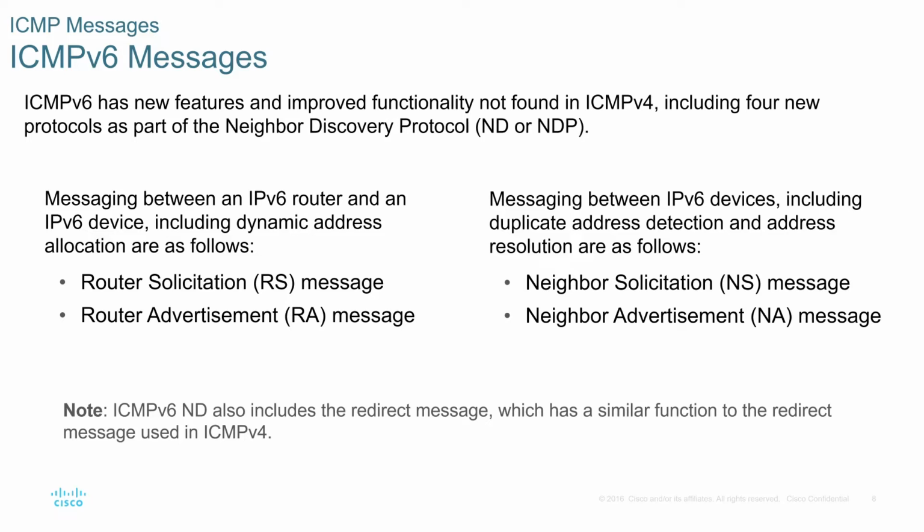You will notice in a later course, when you put an access control list on an interface, if you are using IPv6, it will automatically allow router solicitation, router advertisement, neighbor solicitation, and neighbor advertisement, as this is crucial to the workings of ICMPv6. It also includes the redirect message, which has similar function to the redirect message that is used in ICMPv4, which will redirect the message to another IP address.